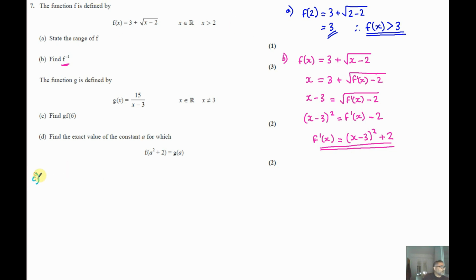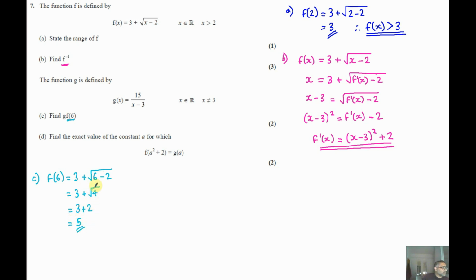Now, for part C, it tells us about another function g, and we need to find this composite function g of f of 6. So let's work out f of 6 first. f of 6 will be 3 plus root x minus 2. Sorry, we're going to switch that x with 6, aren't we? So that gives us 3 plus root 4, which will give us 3 plus 2, which is 5.